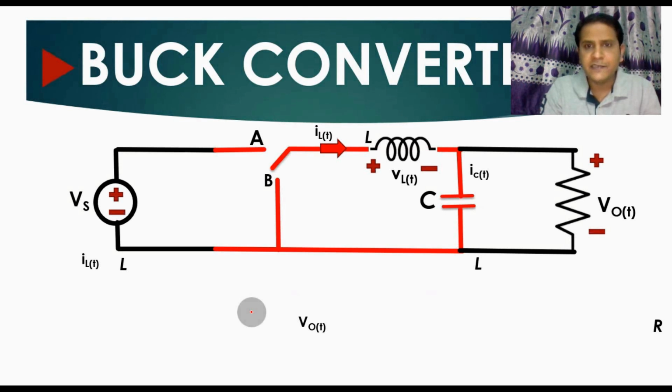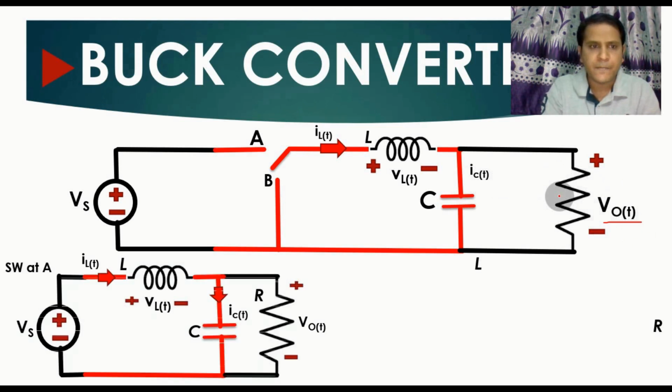Now you can see this is the buck converter circuit. We have already seen the components of this circuit. This is supply voltage, then we have a switch which has node A and node B, and then we have inductor here, and current flowing through inductor is IL(t) over time period T, and voltage across inductor is VL(t) over time period T. And then we have capacitor, and current flowing through this capacitor is IC(t) over a time period T. And then we have output voltage VO. This is VO(t) over a time period T, and this is load resistance. All right.